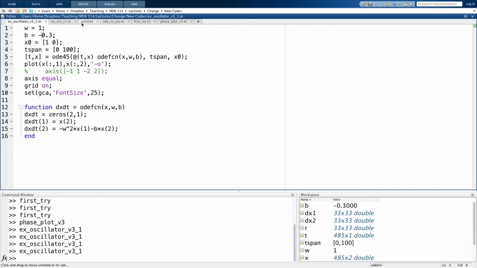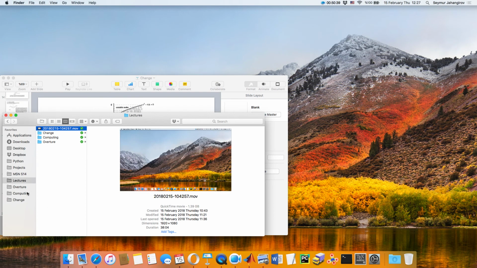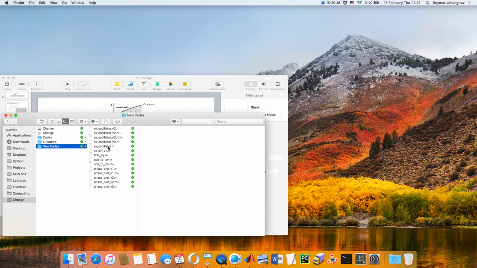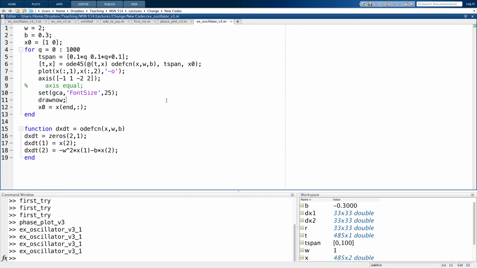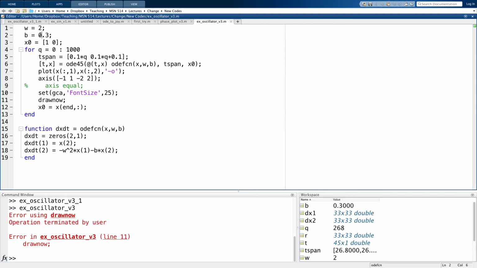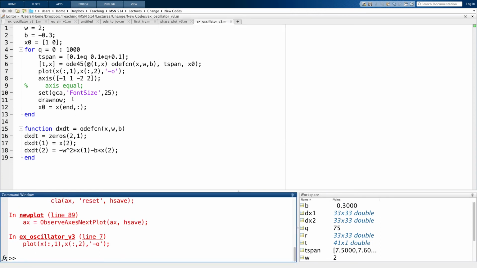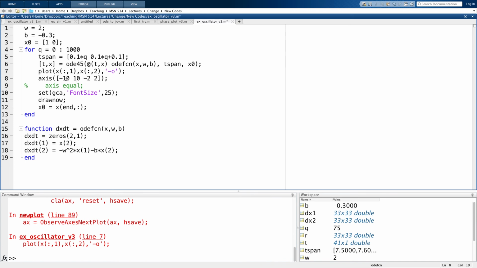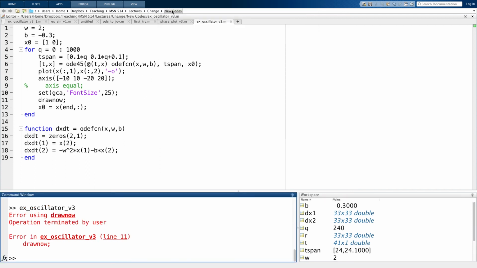Actually, in fact, I had a code that had animation in it. Maybe this one. Let's try this one. Hope it works. Spiraling in, right? And let's try minus. Okay. Let's change the axis to minus 10, 10, 20, 20. Spirals out and really quickly. Okay. Any questions?